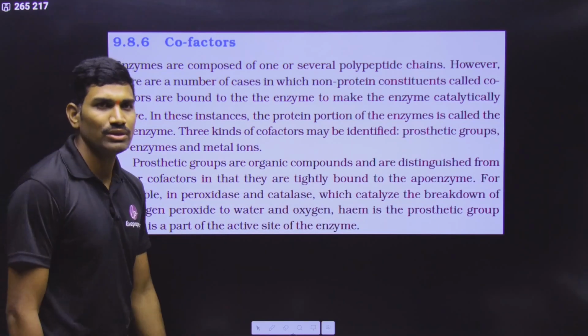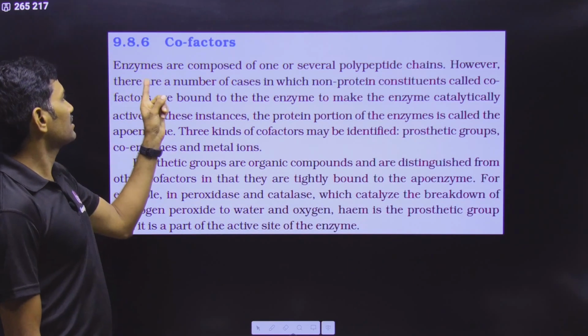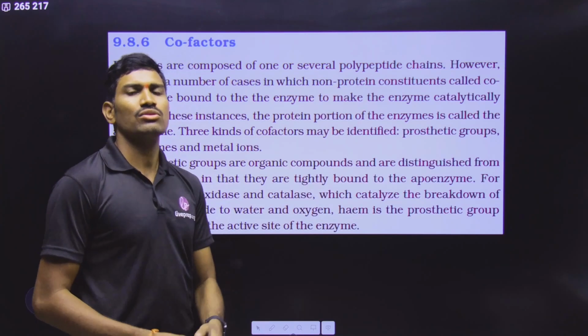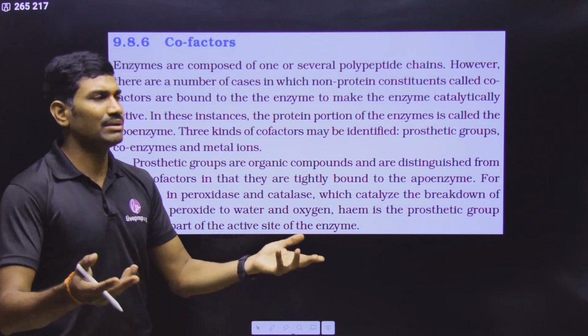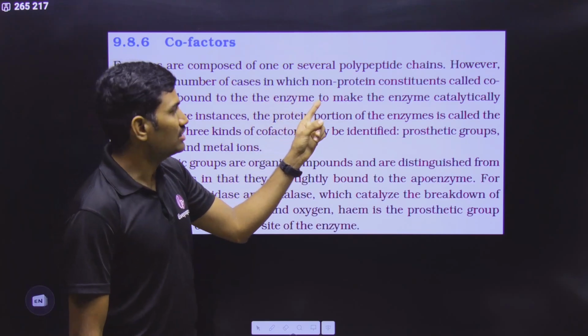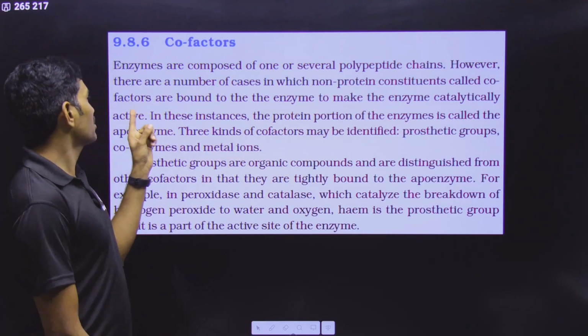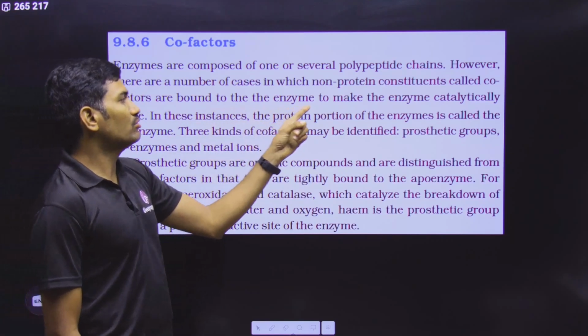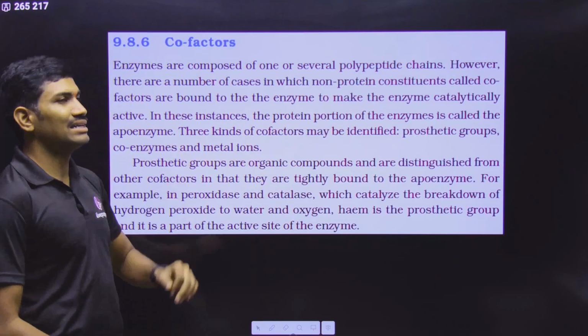Now let us quickly go through the NCERT reading part. Cofactors. Enzymes are composed of one or several polypeptides. Some enzymes have a single polypeptide, some have many. However, there are a number of cases in which non-protein constituents called cofactors are bound to the enzyme to make the enzyme catalytically active.